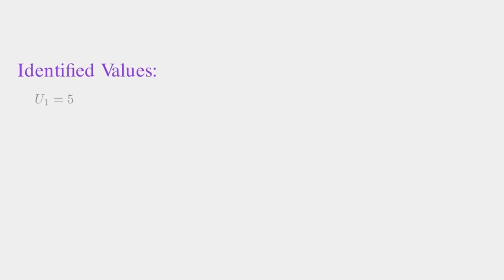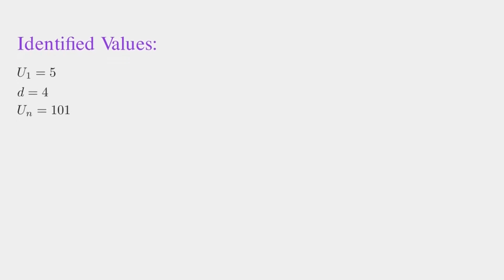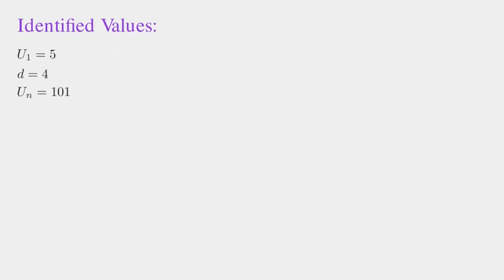So here we have U1 is equal to 5. The common difference D is equal to 9 minus 5, which is 4. We know that this common difference is constant because the sequence is given to us as an arithmetic sequence. Now, the last term is given in the sequence as 101. This is the last term that exists in the given sequence. So we have U1 is equal to 5, D equal to 4, and Un is equal to 101.